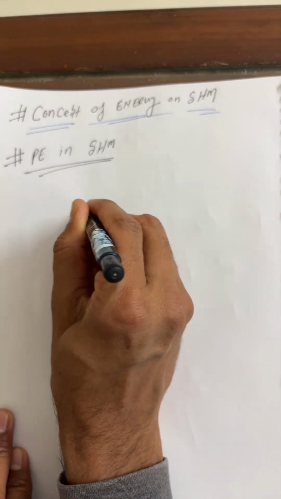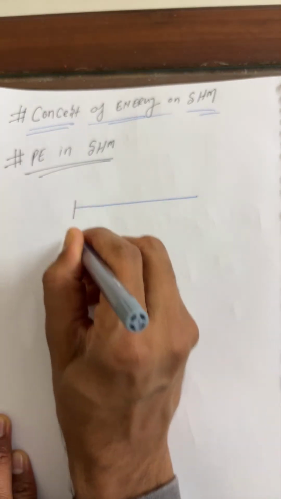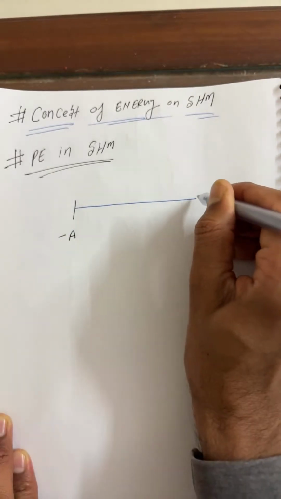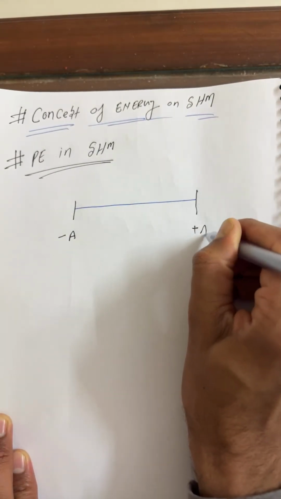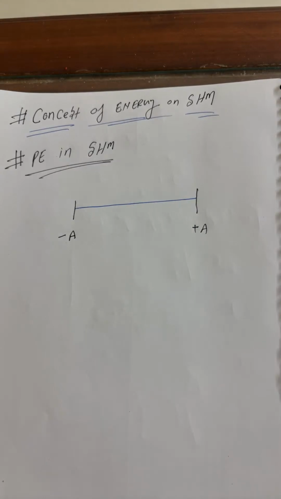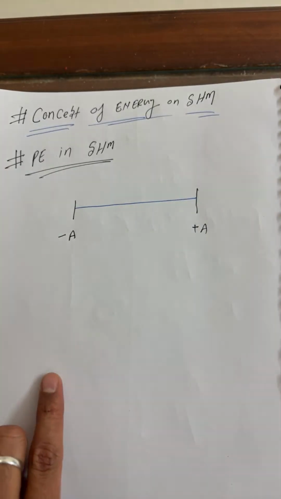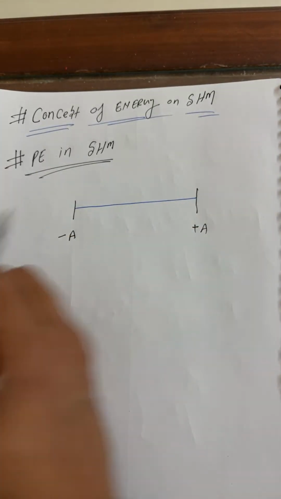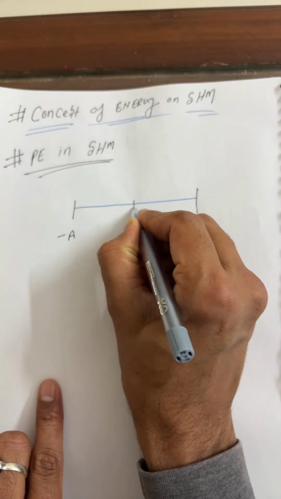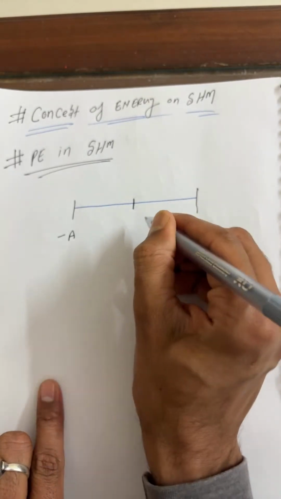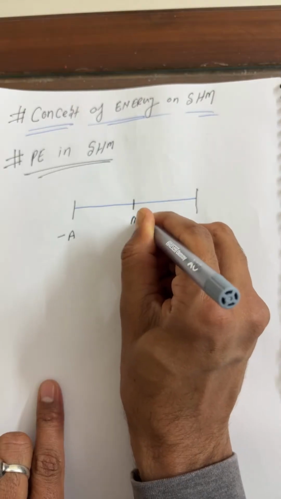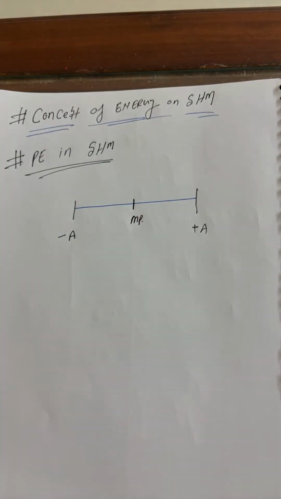I hope all of you know the basic points of SHM, my dear. So this is the left extreme, and this, my dear, is the right extreme. Now, students, this is the mean position. I hope all of you know, my dear. This is the mean position, right?